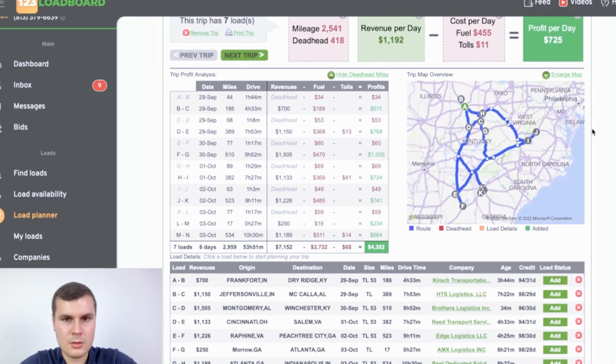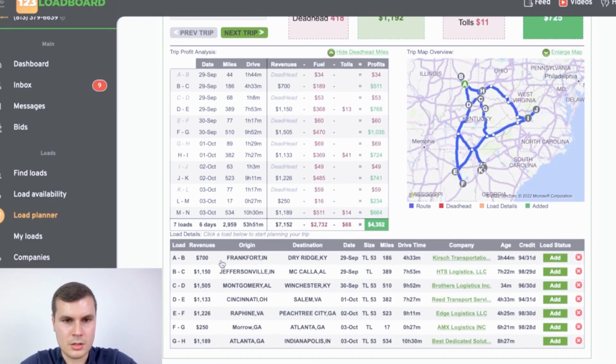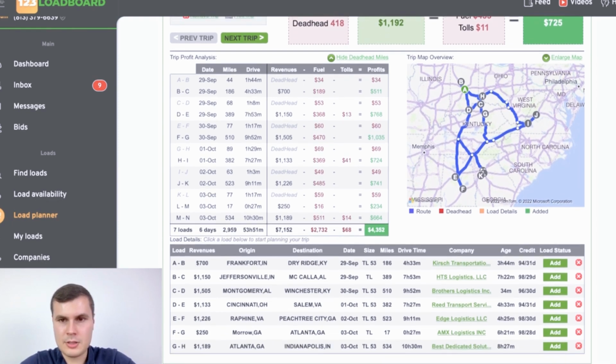Let's see what the loads are. There you go. So it starts with the first one, point A to point B. It took me from Indiana to Kentucky, and then from Indiana to Alabama. Well, I guess I went down to Kentucky, but then had to deadhead back to Indiana a little bit, and then it took me to Alabama, from Alabama to Kentucky, Ohio to Virginia, Virginia to Georgia, Georgia to Georgia, Georgia back to Indianapolis. So this actually did pretty well.